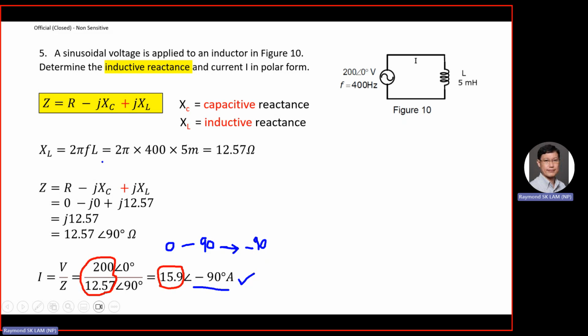Okay, so this formula, 1, 2, 3, and then you still apply the Ohm's law. Current is voltage divided by impedance. Impedance come from this formula. Okay.